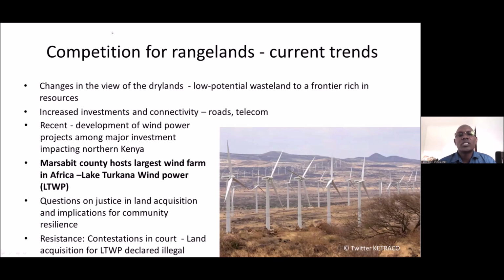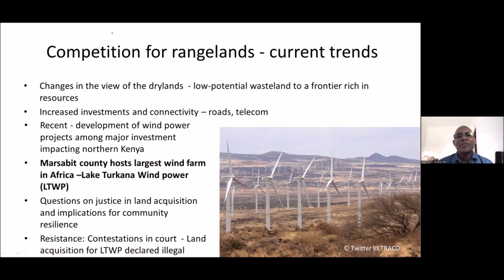And this is as other economic uses, such as extractives and energy resources, get discovered. And due to this interest, the region has also been opened up in terms of improvement in infrastructure and communication technologies. Some of these investments and infrastructure in themselves require large land to be acquired. And once acquired, these lands are often removed from pastoral use. And this happens with limited regard for the current use.